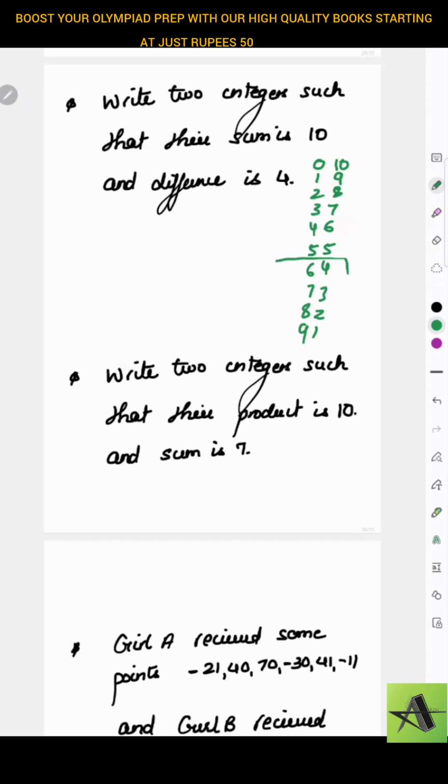Now these combinations are the repeating ones clearly, because 6 and 4, 4 and 6, 7 and 3, 3 and 7, 2 and 8, 1 and 9. So these are the repeating ones, so we don't have to care about them. So these are my possible numbers, and the difference is 4.